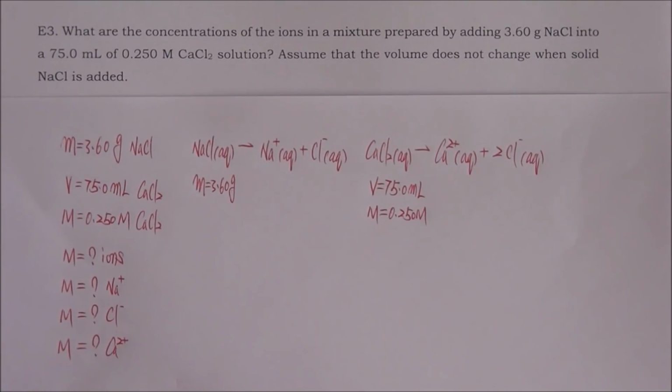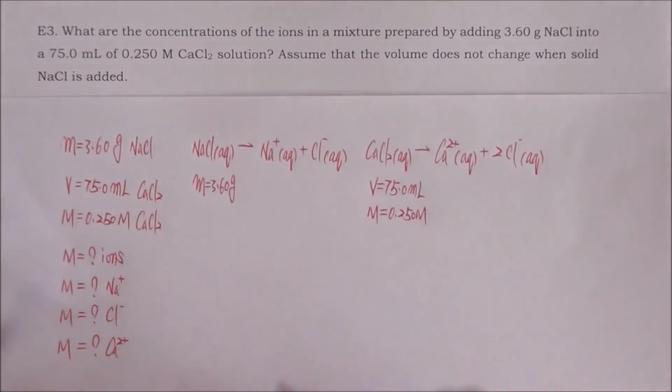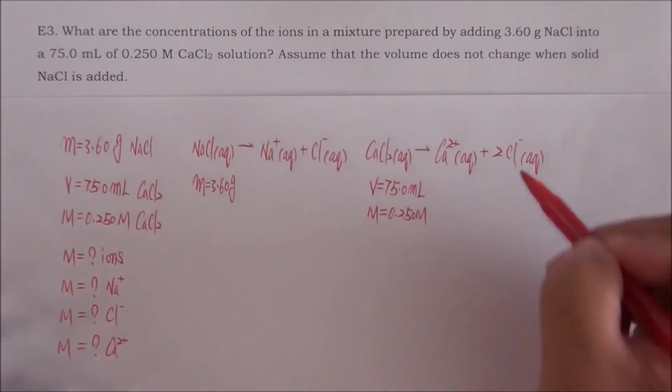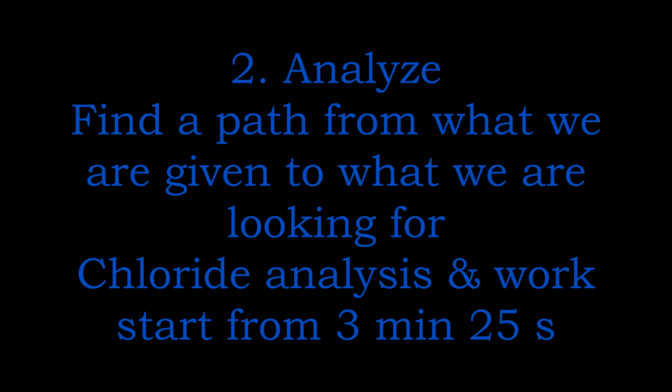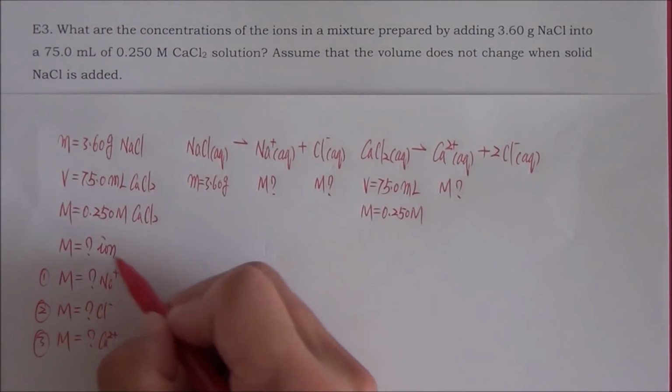Let me remind you one small thing. When we add sodium chloride into the calcium chloride solution, we will create one solution. Therefore, there is only one molarity for chloride, not 2. What I'm going to do first is to calculate the molarity of the sodium ion.